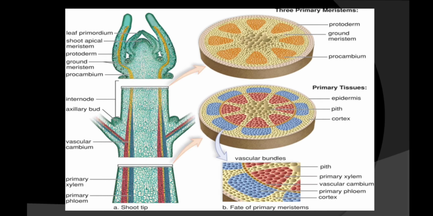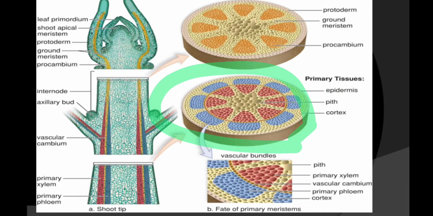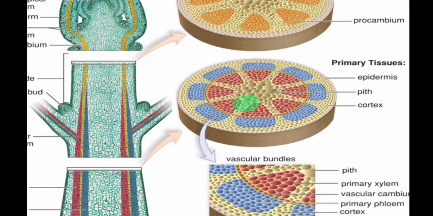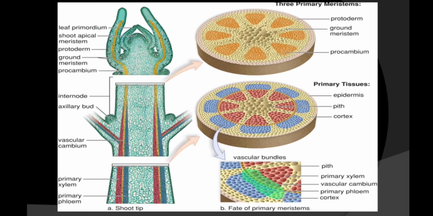Here you can again see the three primary meristems: protoderm, ground meristem and procambium. The protoderm will form the epidermis. This is the epidermis layer, and this is the pith region, which contains cortex and other cells. Then we have this vascular region, which contains the primary xylem and the primary phloem, and also the vascular cambium in the center. So this is the section of the upper part, and this is the section of the mid part of the plant, right?